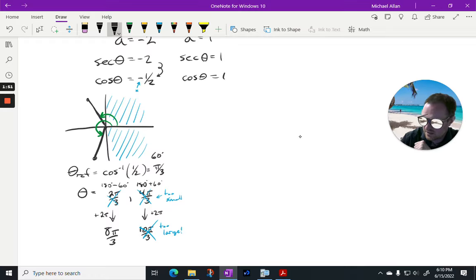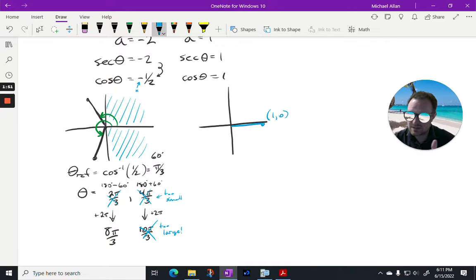I'm going to go to the next one here. Draw this out. Where's cos equal to positive 1? There's one angle that does that. Right there. 1, 0. Just positive 1, not negative 1. Positive 1. So there's only one spot for that. So my theta for this one will be, if I were to go through this, 0, 2 pi, 4 pi, dot, dot, dot, dot.